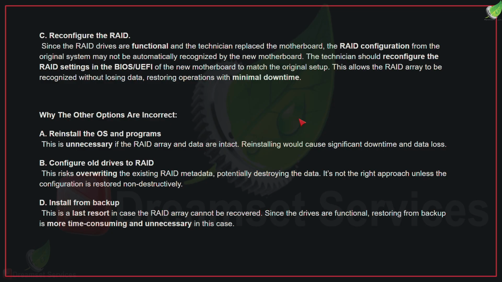B. Configure old drives to RAID. This risks overwriting the existing RAID metadata, potentially destroying the data. It's not the right approach unless the configuration is restored non-destructively. D. Install from backup. This is a last resort in case the RAID array cannot be recovered. Since the drives are functional, restoring from backup is more time-consuming and unnecessary in this case. Therefore, the correct answer is C.